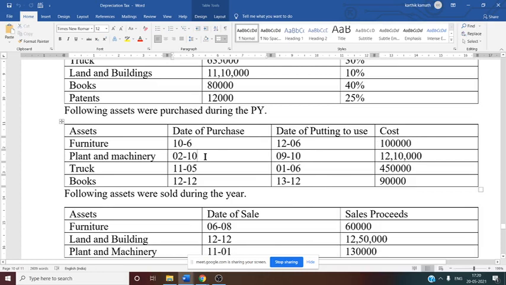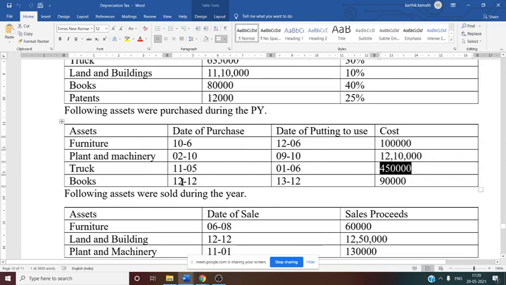Plant and machinery date of purchase is 2/10, that is October 2. Then date of putting into use is immediately after 6 days, that is 9th October 2020. Cost is 12 lakh 10,000. Truck date of purchase is 11/05 and date of putting into use is 1/6. So in the month of May, truck is purchased, but it is used from the month of June. Cost is 4 lakh 50,000.